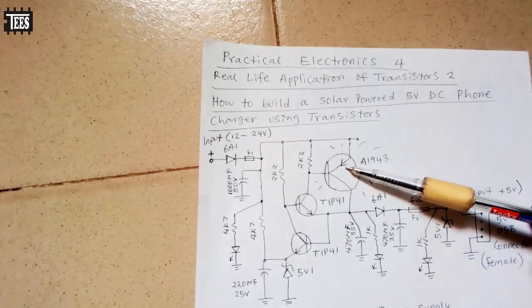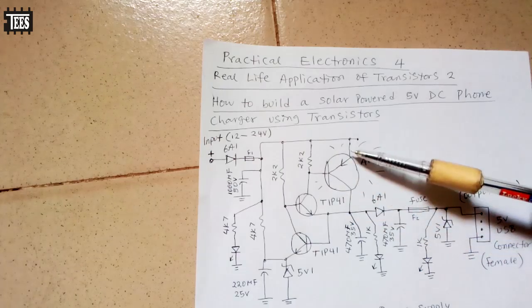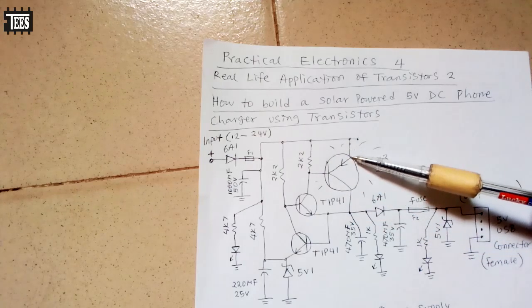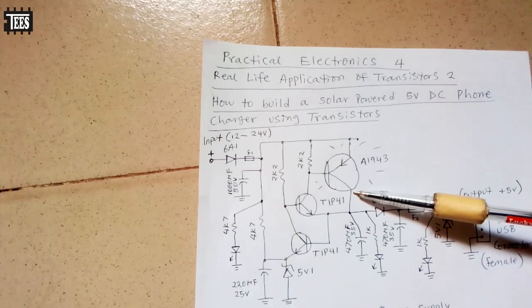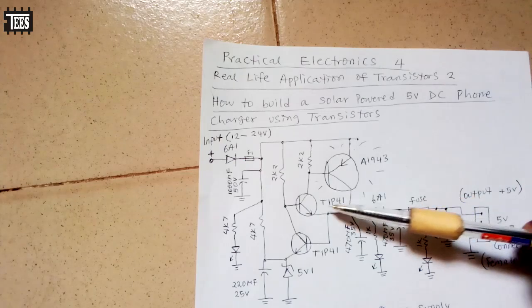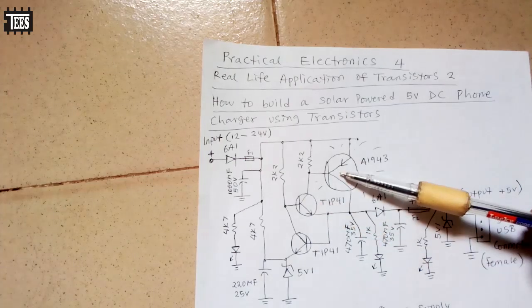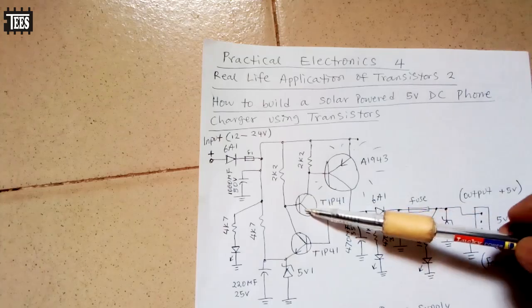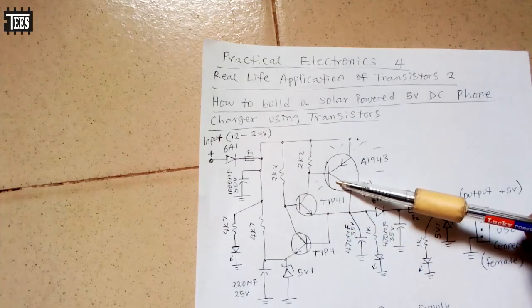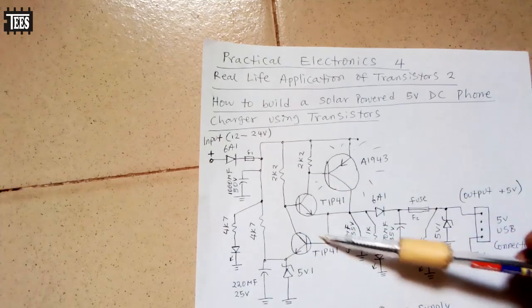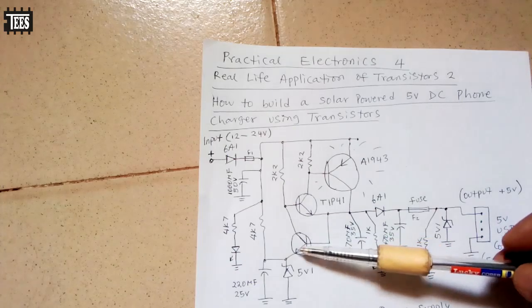Now if you look at this PNP, the input here is the emitter, then we have our output at the collector. What this transistor is doing is to make this transistor conduct fully. That's what this arrangement is doing here. You understand? Now this guy here, what is this one doing? This one is feedback.